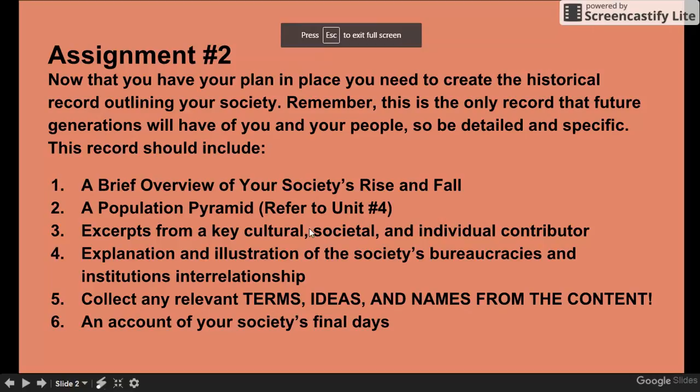excerpts from a key cultural, societal, and individual contributor. It should be roughly a paragraph for each one, and it's just analyzing from these different perspectives. So it could be a quote or an interview. We've looked at the idea of interviews when collecting data. This is where you will be tested on that somewhat. And then if you move down to explanation and illustration of the society's bureaucracies and institutions' interrelationships. So really lay out society's structure.